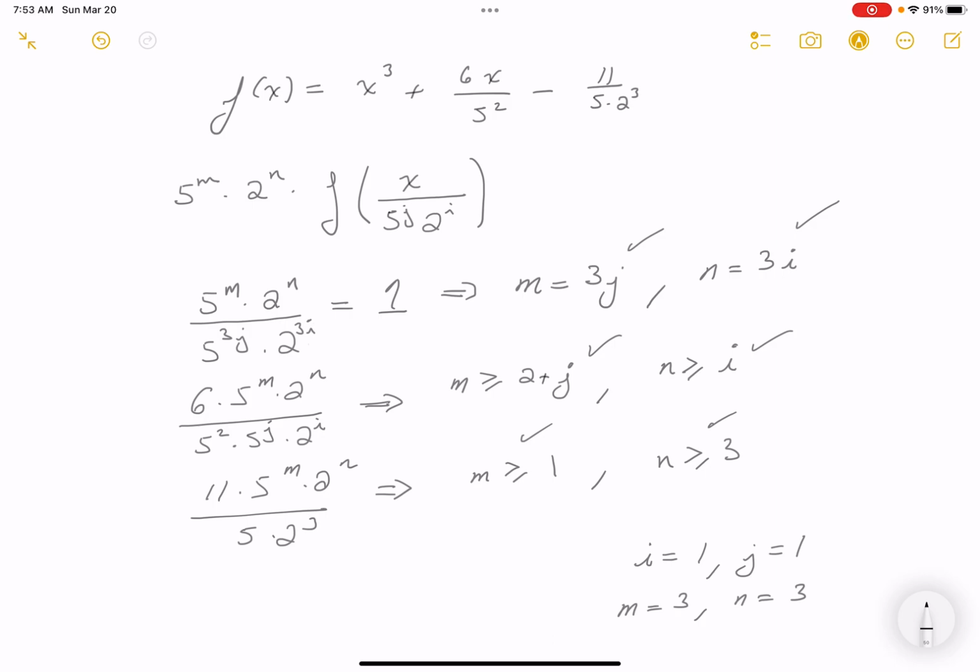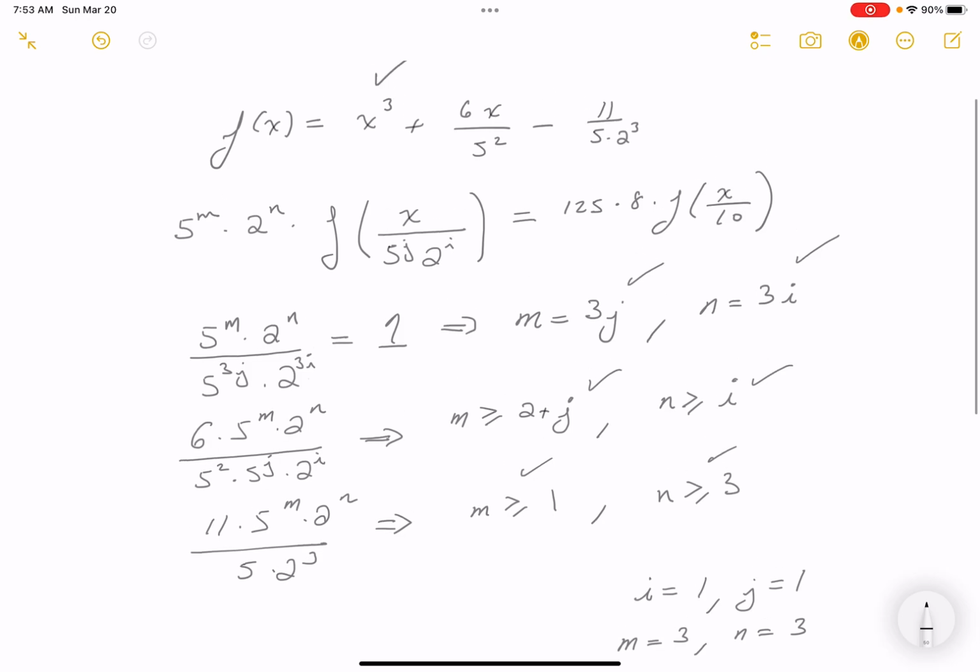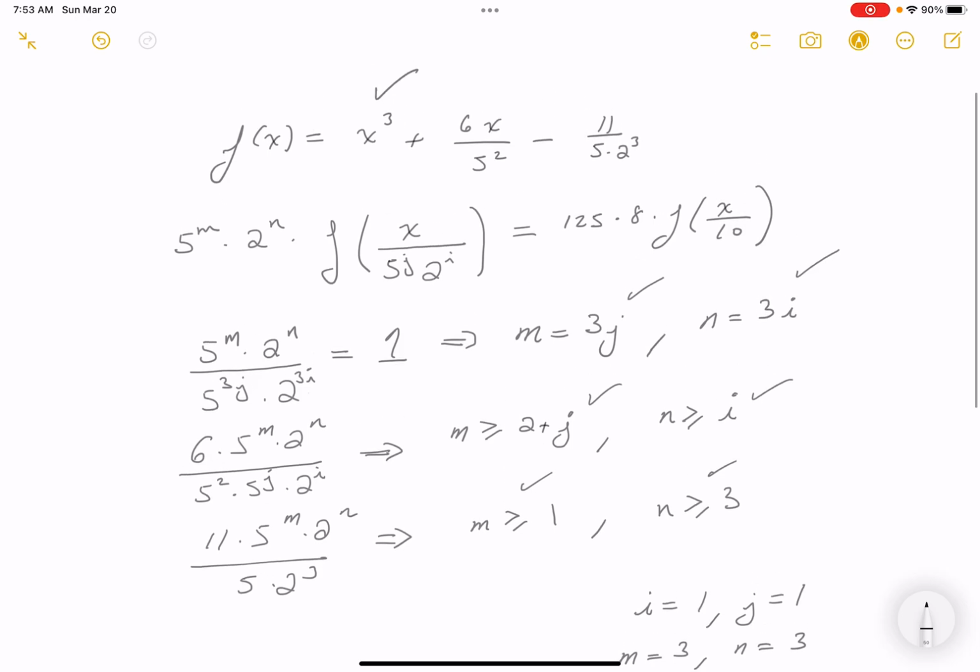So really what I need to do is go back over here and write this down. So it's going to be 5 cubed, which is 125, times 2 cubed, which is 8, times f of x over, let's see, it would just be 5 times 2, because the i and j are 1, right? That'd be 5 times 2, which is 10. All right? So what I have to do now is evaluate. Let me take a look at this. This is 1,000. Yep. Times f of x over 10.